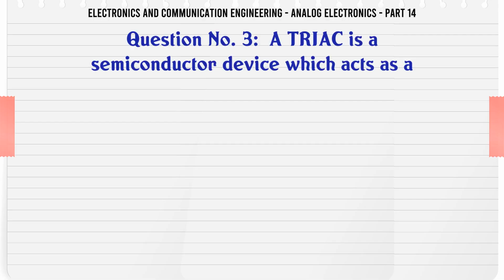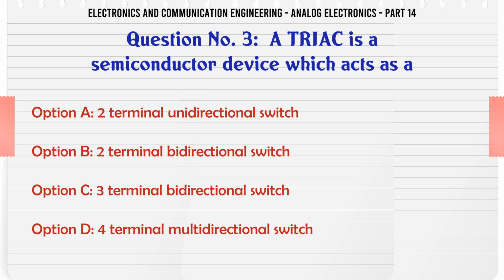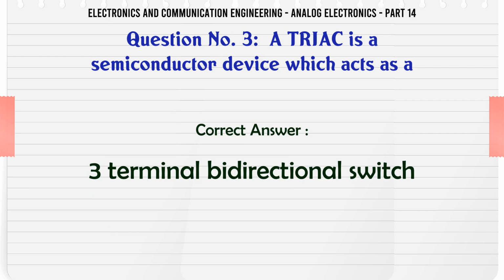A TRIAC is a semiconductor device which acts as A, two-terminal unidirectional switch; B, two-terminal bidirectional switch; C, three-terminal bidirectional switch; D, four-terminal multidirectional switch. The correct answer is three-terminal bidirectional switch.